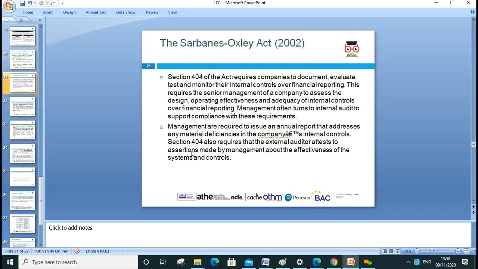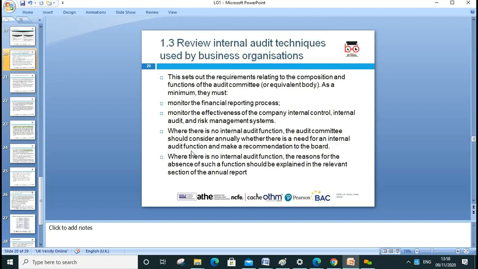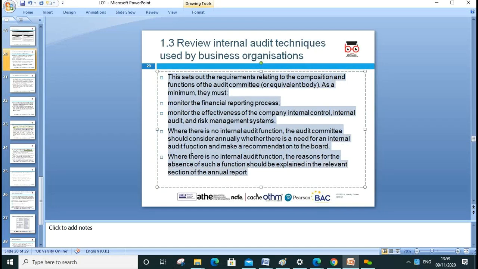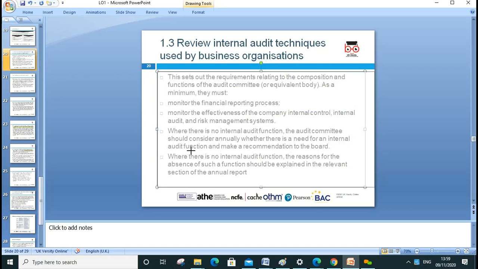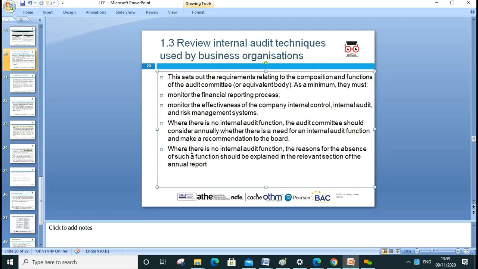Could you go back to the 1.3 slide? I didn't understand one. Yes, this one, the fourth point. Okay, fourth point, where there is no audit function, the audit committee should be considered. You have a committee, and the committee can have different members. It can be executive or non-executive, employees, outsiders, volunteers, people from different backgrounds, to run and check the audit and give the recommendation that your audit department is poor.